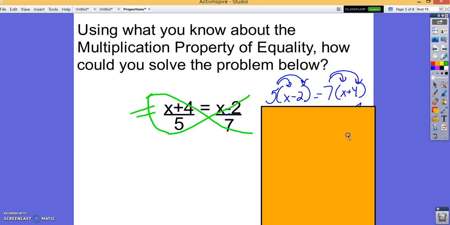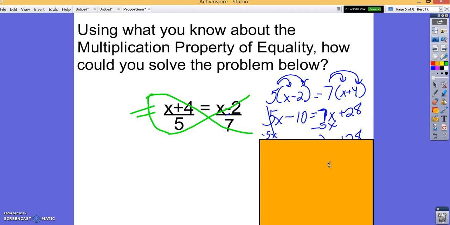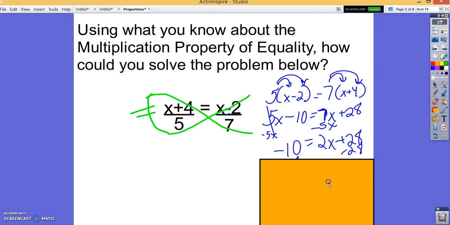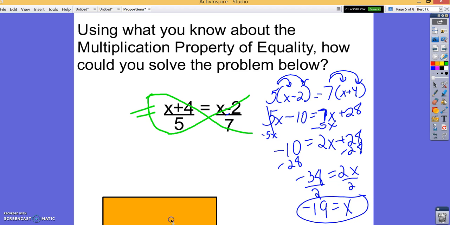So again, here would be your first step. 5 times the quantity x minus 2 equals 7 times the quantity x plus 4. Then what you're going to do is just go ahead and distribute all the way through. Your next step would be to gather all of your variables onto the same side. So what I would do is subtract 5x from both sides. And then you need to get your regular numbers onto the other side. So subtracting 28 from both sides, you would get negative 38 equals 2x divided by 2. And you get negative 19 equals x. So if you haven't written that out yet, go ahead and please do so.